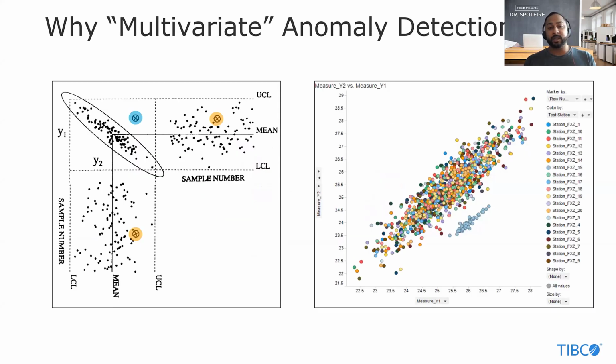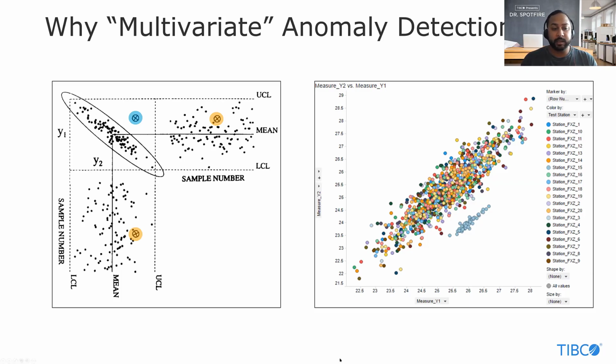Now we're going to be doing multivariate anomaly detection. Why are we doing multivariate anomaly detection? Multivariate is going to allow us to see more complex interactions between the variables and these components, and how they contribute to a true anomaly.